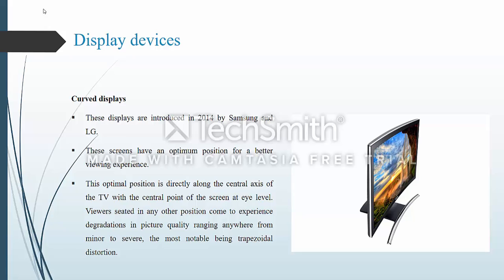These displays were introduced in 2014 by Samsung and LG. These screens have an optimum position for a better viewing experience. This optimal position is directly along the central axis of the TV with the central point of the screen at eye level. Viewers seated in any other position come to experience degradations in picture quality ranging anywhere from minor to severe, the most notable being trapezoidal distortion.